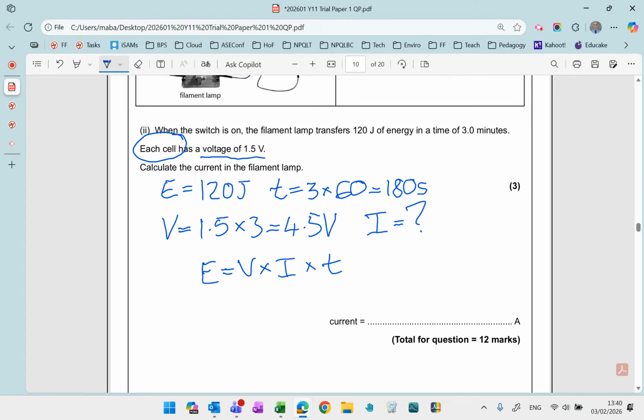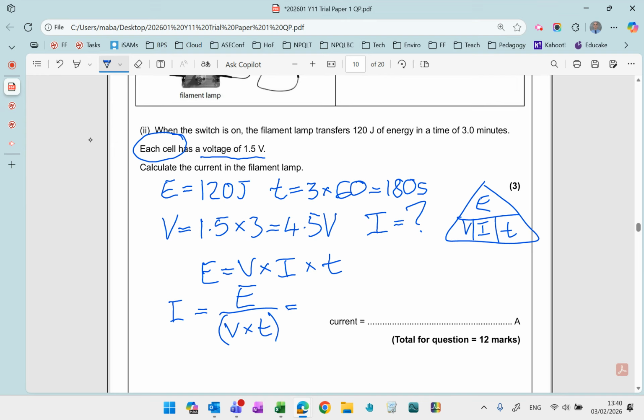Then again you can use the formula triangle for this if you want to help rearrange. E on the top, V, I, T, cover up the I, and I'm going to get E over V times T. And it's important that those get multiplied together first, so I'm going to put that in brackets just as a little reminder to myself. So now I've got 120 on the top, and 4.5 times 180 on the bottom. And that gets me an answer of 0.14814814, and so on.